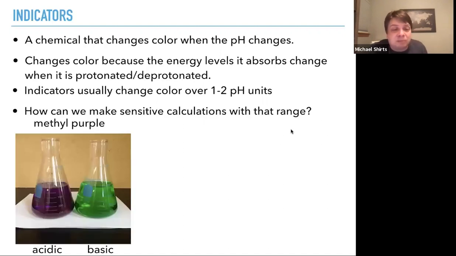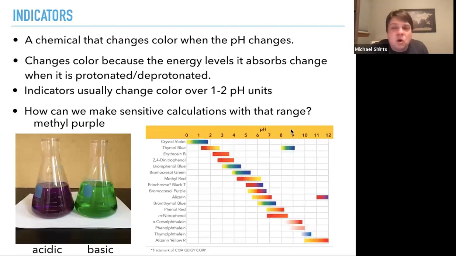Here's an example of methyl purple. When it's acidic, it's purple. When it's basic, it's green. And there's a whole range of commercially available indicators that cover a whole span. Usually when you have pH paper, the paper is actually soaked in several different indicators. So you get a color change at a range of different pHs. Some actually have 2 deprotonations, so you get 2 color changes. Most just have 1 color change. So there's a wide range of things that can be used.